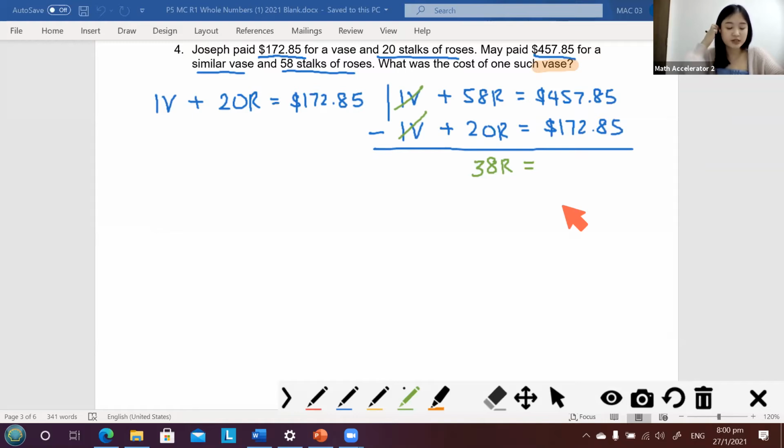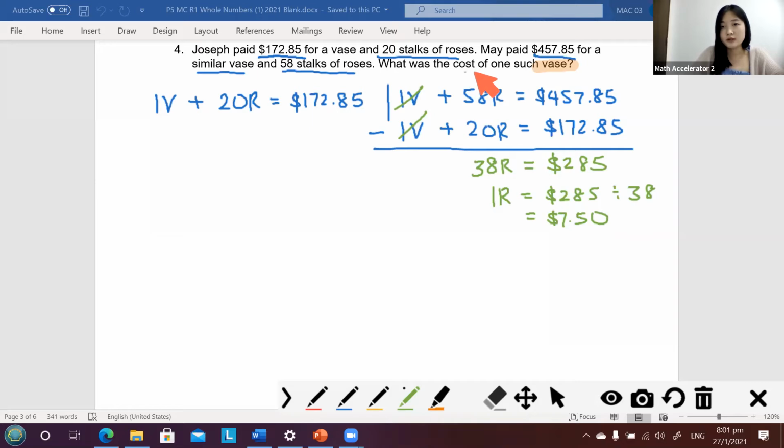All right, calculate this, subtract it. $457.85 minus 172.85. Okay, thank you. 285. And then we're going to find one stalk of roses. So we have 38 of it. Let's find one of it. So divide by 38. Can you calculate it? What do you have? Okay, thank you. $7.50. So that's one stalk of rose.